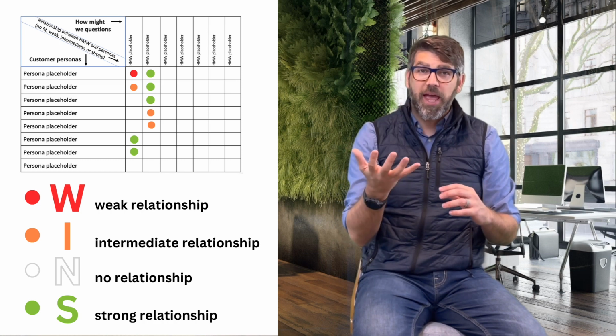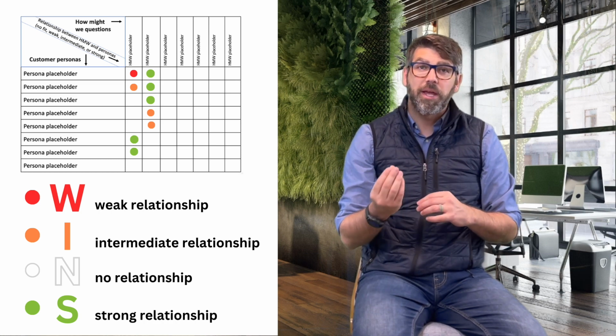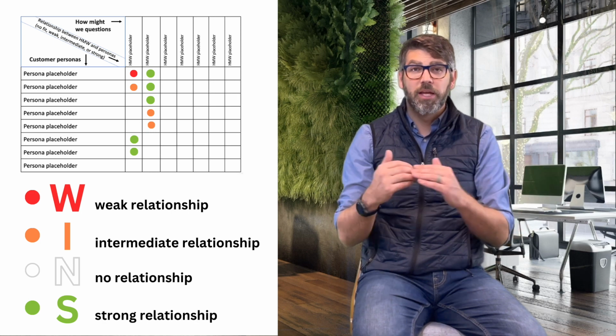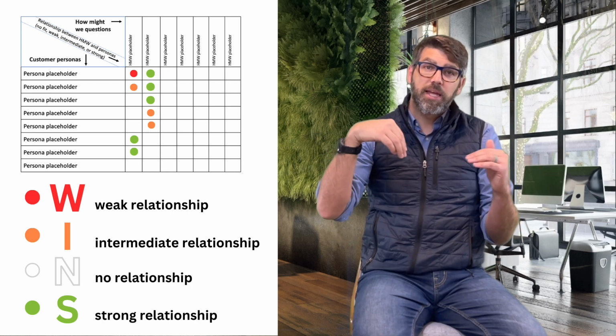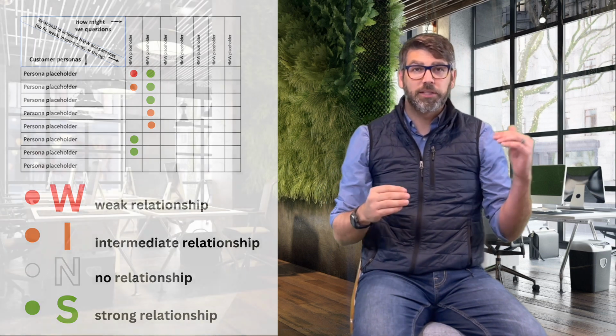Now the last one, the S, is a strong. This is indicated by a green dot. So when anything is highly important or relevant to a persona, you'll see that indicated by a green dot at the intersection between the persona and that need.